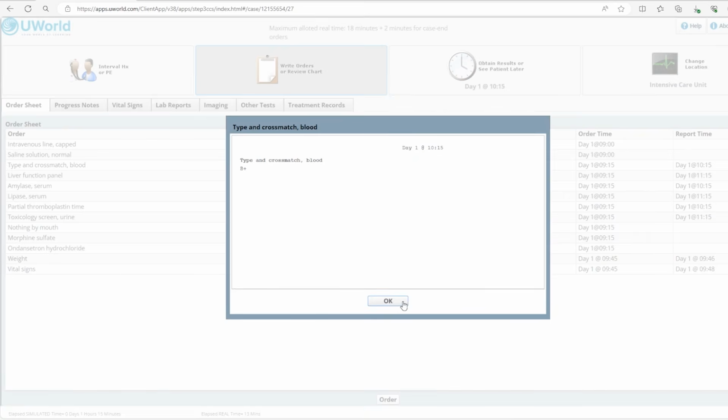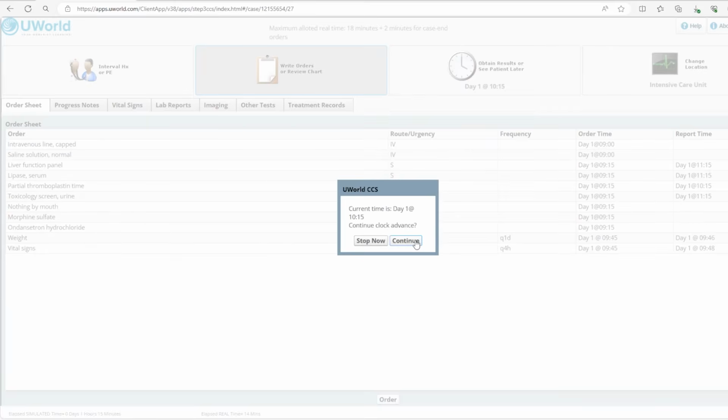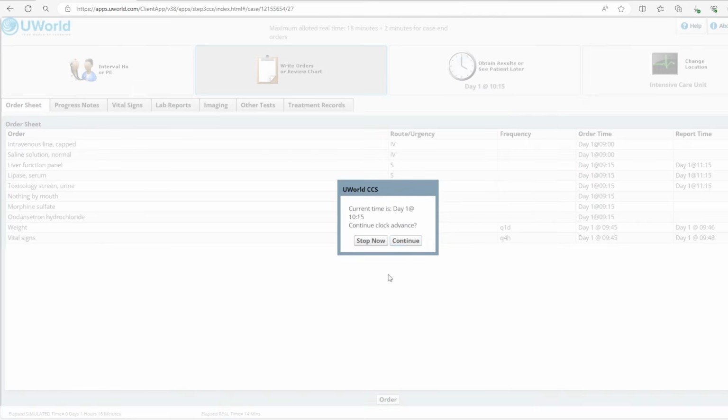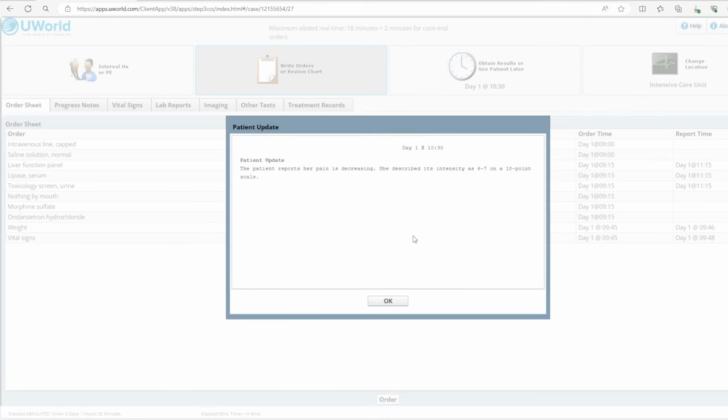We got the cross match result, continue. We got the amylase result, continue. We got the PTT, okay, continue. We got a patient update. The patient reports her pain is decreasing. She described its intensity as 6-7 on a 10-point scale. So now the patient is starting to improve. You can see simulated time-wise, we're at 10:30.